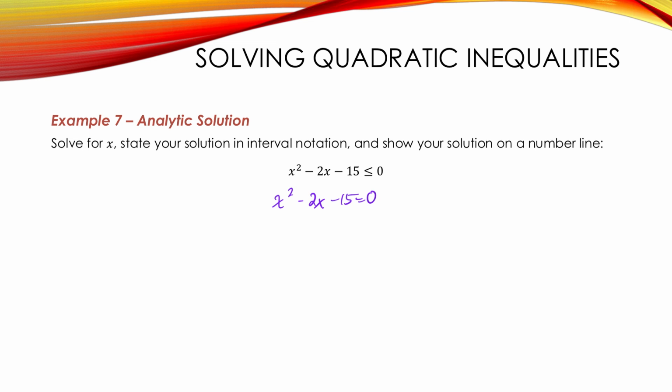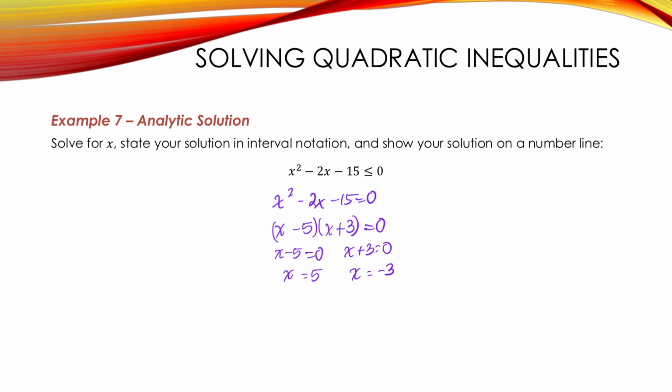Well, it multiplies to give me negative 15 and adds to give me negative 2. Hopefully you said negative 5 and positive 3. So x minus 5 and x plus 3, which means that x minus 5 could be 0 or x plus 3 could be 0, which means x could be 5 or negative 3.